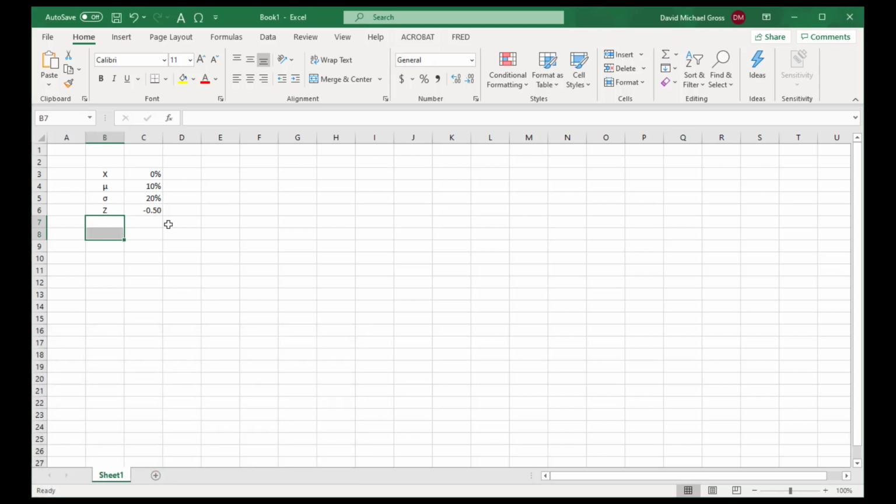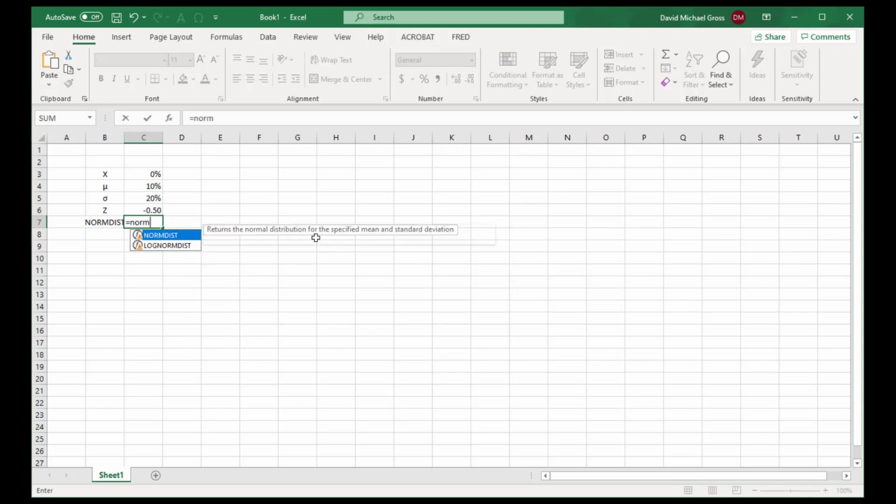Okay, so now I can calculate this using 2 different functions. I can use the NORM.DIST function in Excel. So this is going to equal NORM.DIST, open parenthesis, and there's my X as an input, and there's my mean, and there's my standard deviation, and I'm not really sure what cumulative means.